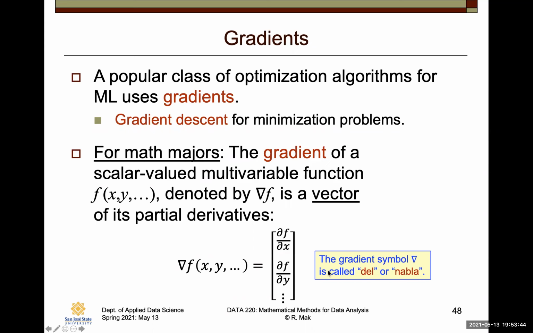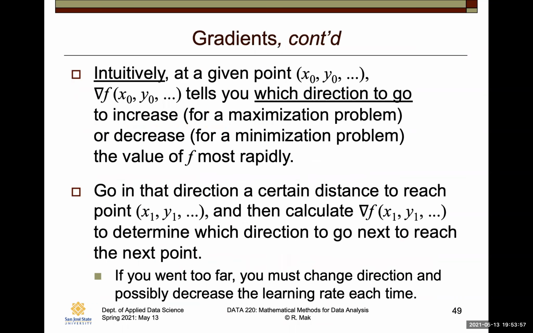All right, so that's all I'm going to say that requires advanced calculus. But this was just to remind all the math majors what a gradient is. Now intuitively, a gradient says that if you're at a given point, then the vector tells you which direction to go to increase or decrease the value of f most rapidly. So it's the ideal direction to go.